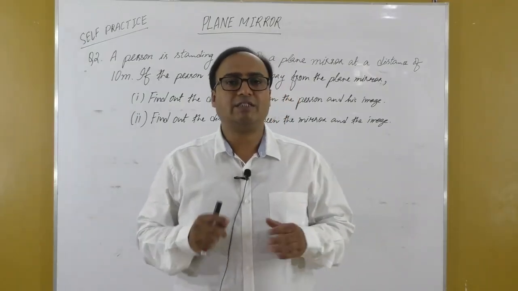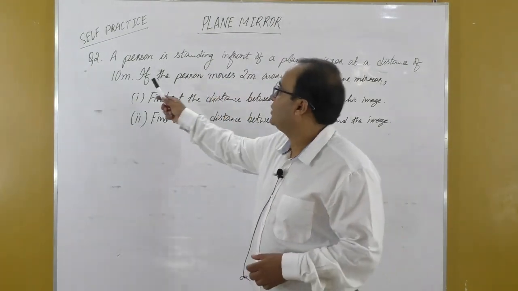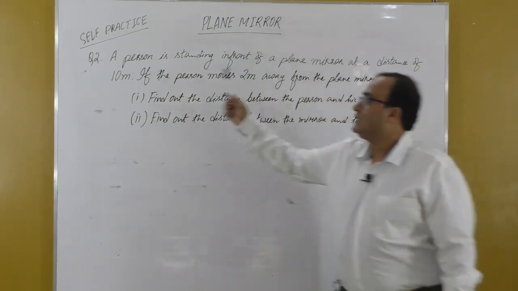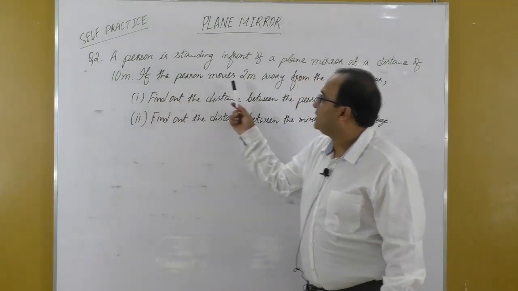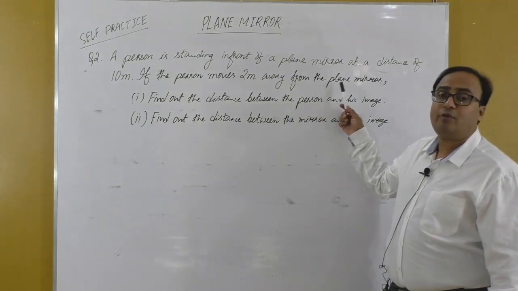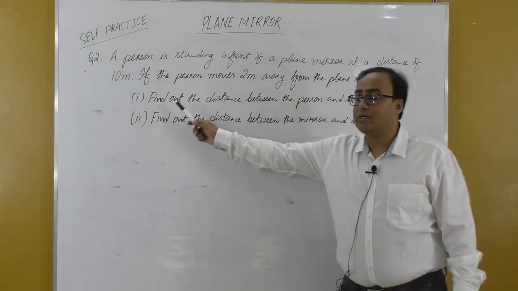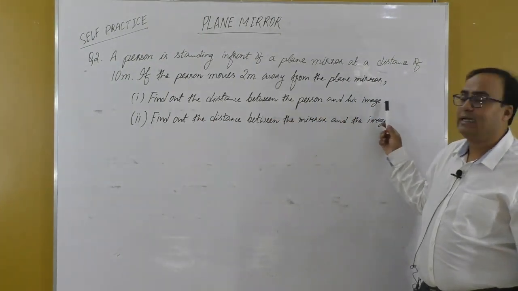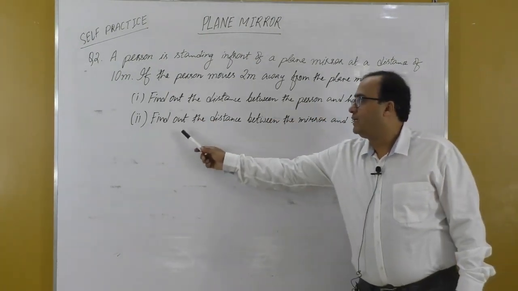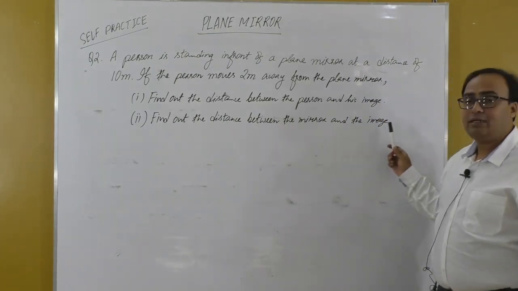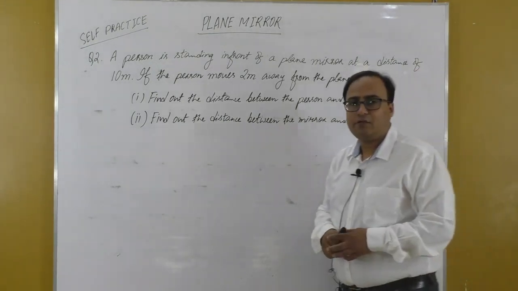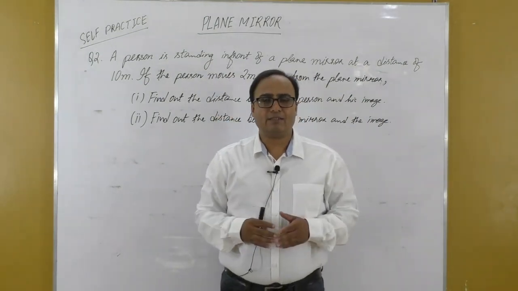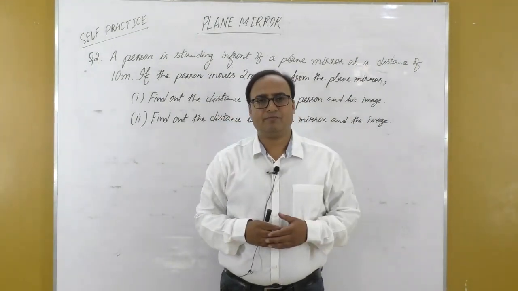Question number 2 is for your self practice. A person is standing in front of a plane mirror at a distance of 10 meter. If the person moves 2 meters away from the plane mirror, two questions are there. First one, find out the distance between the person and his image, and second one, find out the distance between the mirror and the image. Try to solve it. Answers of all the questions given for self practice will be given in the last part of the video.